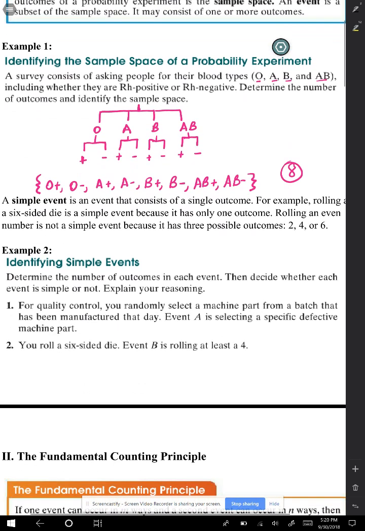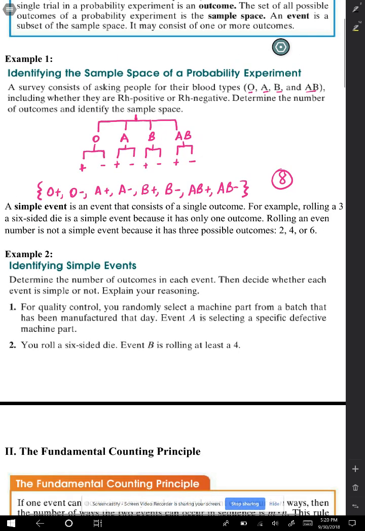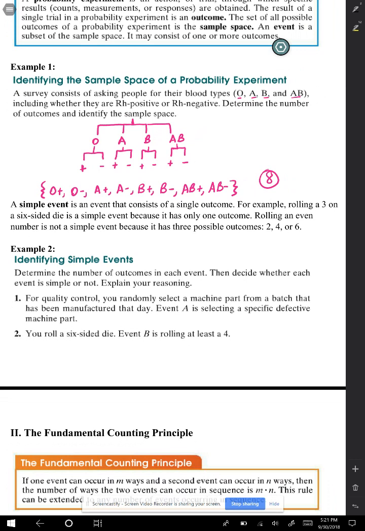A simple event is an event that consists of a single outcome. So in other words, when they give you the event that you're looking at, there's only one possible way for that event to occur. So for example, rolling a 3 on a 6-sided die would be a simple event because there's only one way you can roll a 3. Only has one outcome. But if you said rolling an even number, there would be 3 different ways that you could roll an even number because you could roll a 2, a 4, or 6. So that would have 3 outcomes. So a simple event has only one outcome. And that's what we're looking at on example 2.